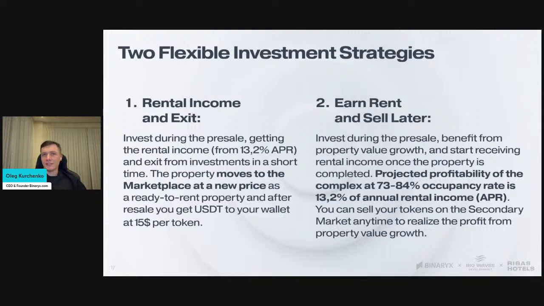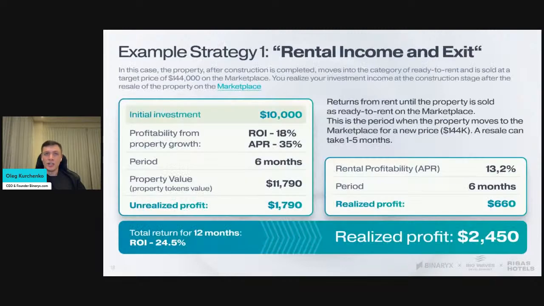So it's quite flexible, with possibilities for everyone, and everyone chooses their own investment strategy. And we at Binarix are giving that kind of possibility and opportunities. Here are the two strategies: rental income and exit. So you can invest, start receiving passive sustainable income from the property rent, and the developer is guaranteeing 15.9 percent profitability for the first year.